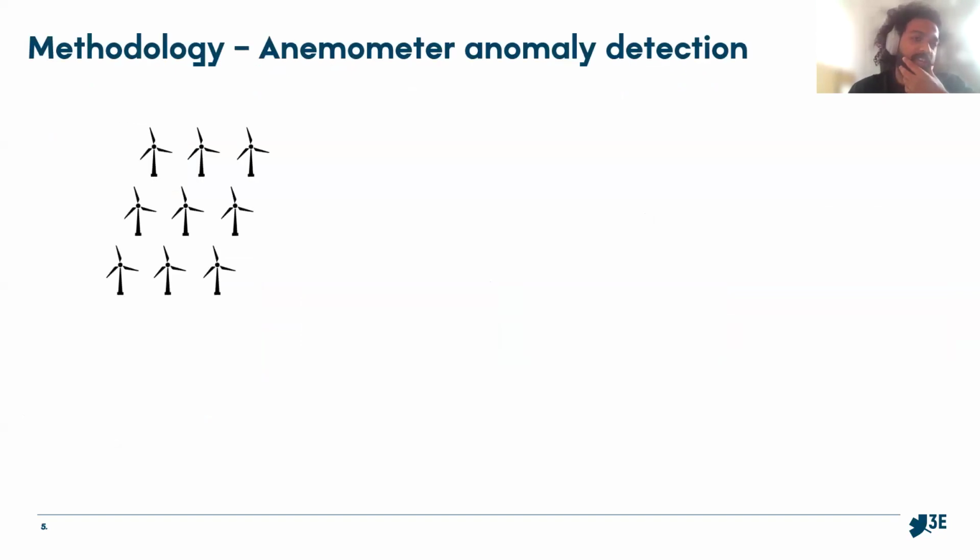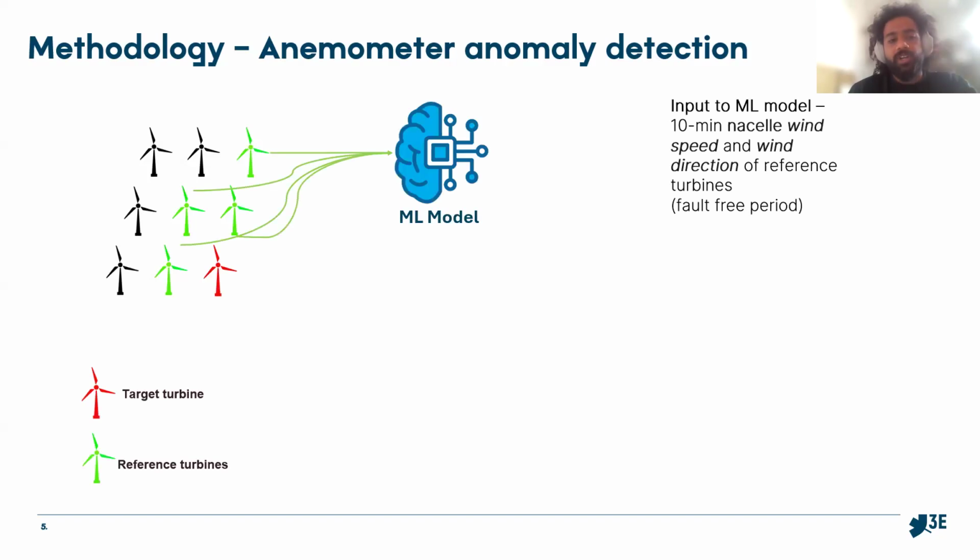So for example, say we have a few turbines in a given wind farm. We try to have one target turbine where we want to predict the wind speed of that turbine. So we use 3 or 4 reference turbines based on highest correlation. And then we use the normal behavior period, or the fault-free period, to train the machine learning model. In this case, it's XGBoost. We tried multiple models, but XGBoost regression models worked well.